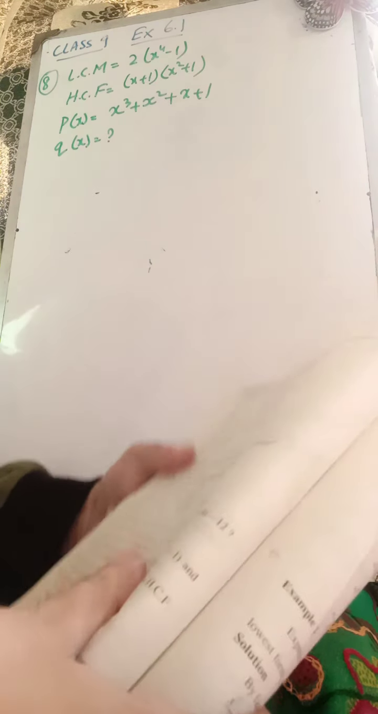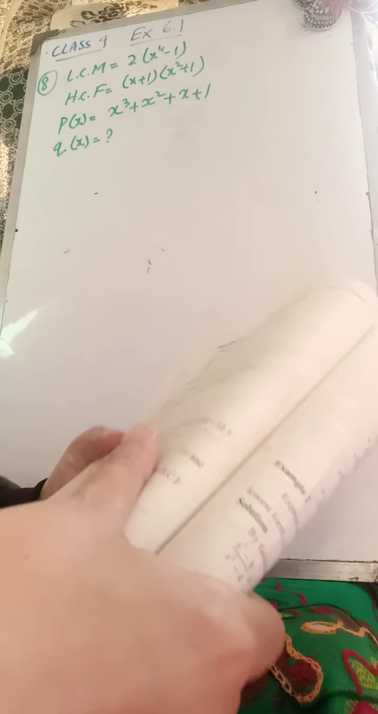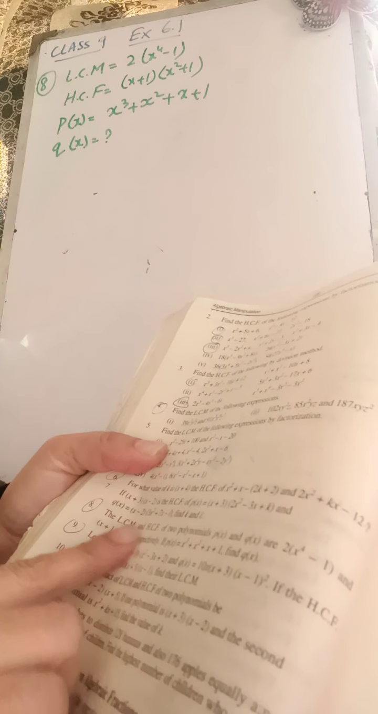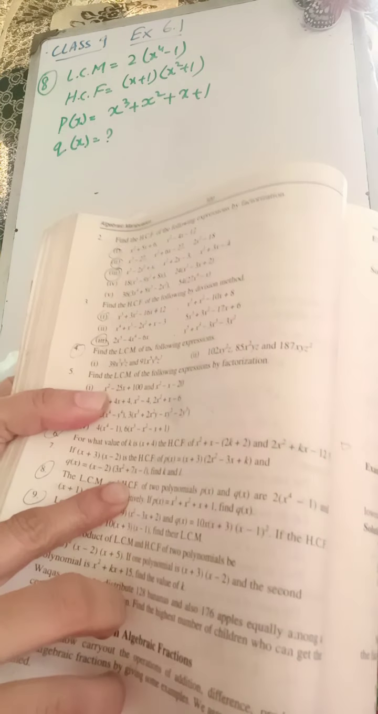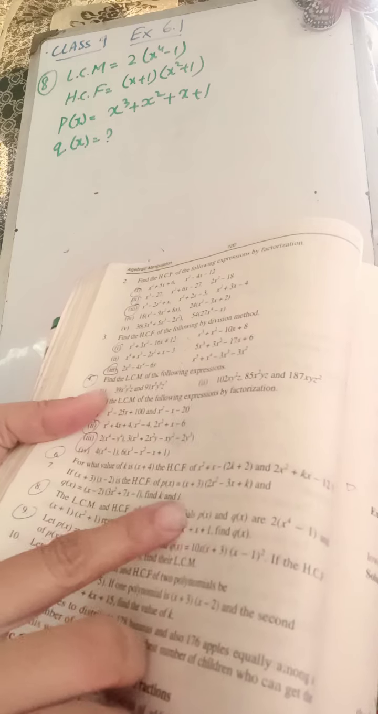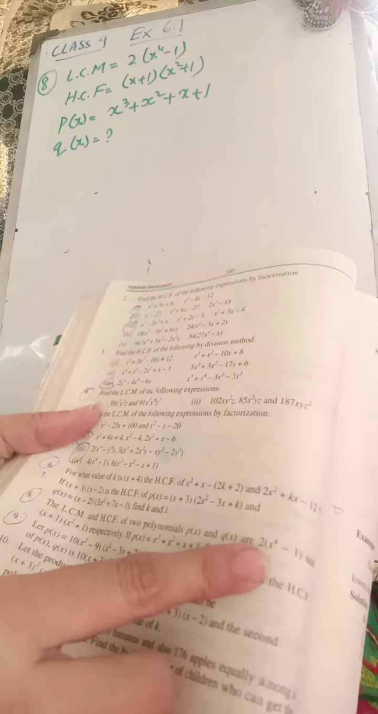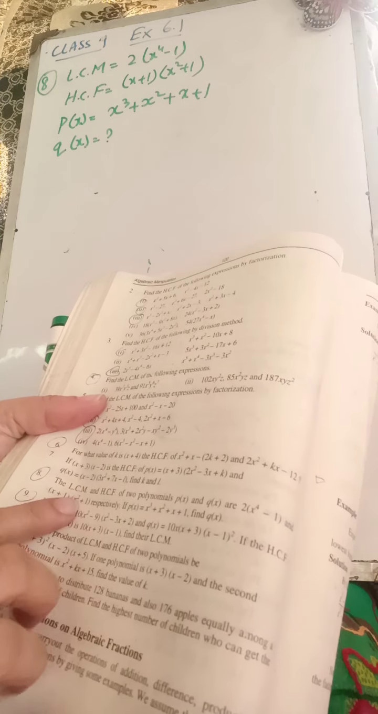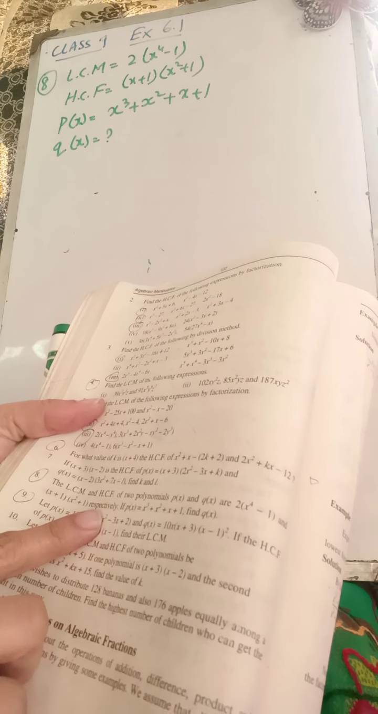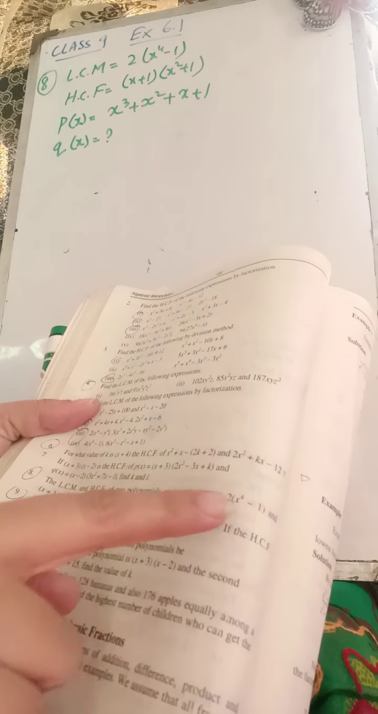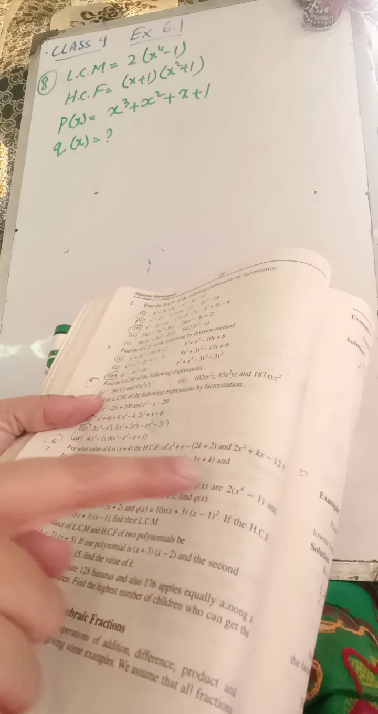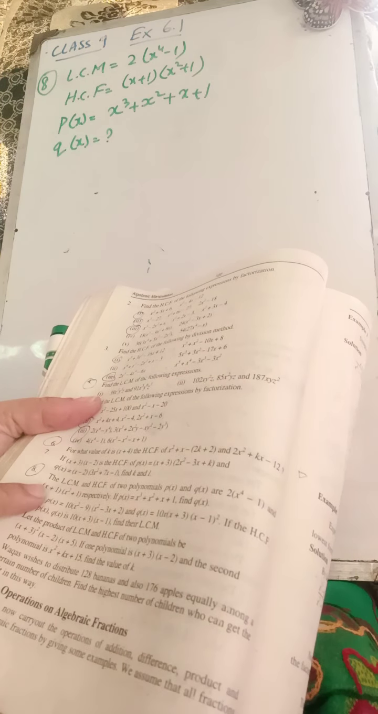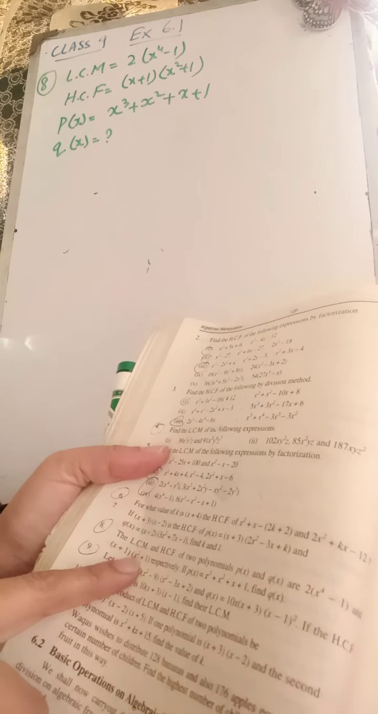Now in question number 8, we have the LCM and HCF of two polynomials P of X and Q of X, which are 2 into x raised to power 4 minus 1, and x plus 1 into x square plus 1 respectively. So the LCM is 2 into x raised to power 4 minus 1, and HCF is x plus 1 into x square plus 1.